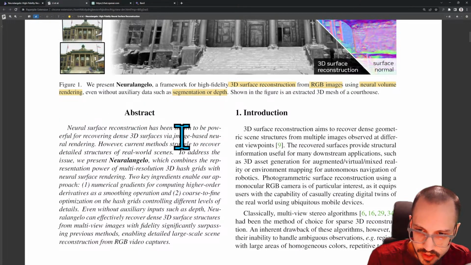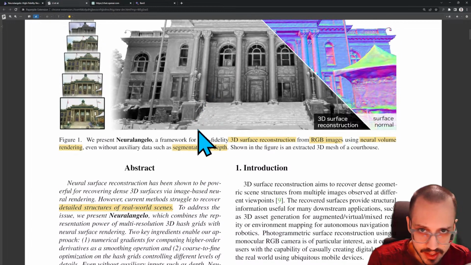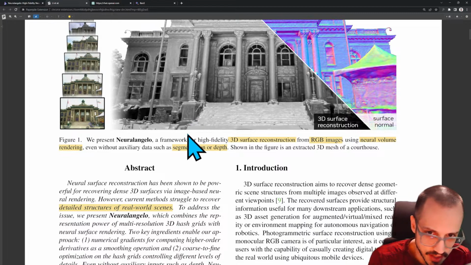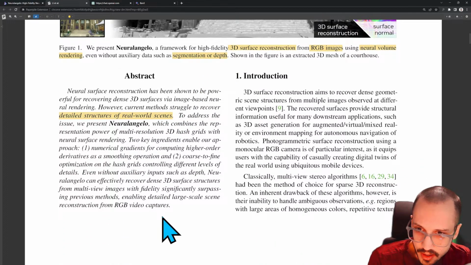However, current methods struggle to recover detailed structures of real-world scenes. Yeah, so the name of the game in surface reconstruction is how detailed can you get? Can you get in between the cracks? Can you get the things that are occluded? There's a lot of different details that are generally lost, so there's still a lot of work to be done in terms of making algorithms that are better and better at surface reconstruction.